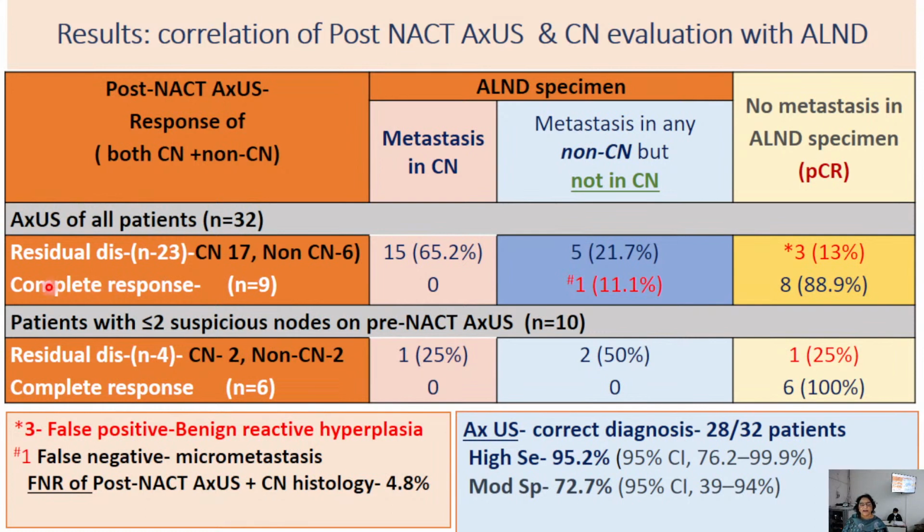On the other hand, among the 9 patients who showed complete response, 1 patient was found to have micrometastasis. I'm highlighting micrometastasis because it is so tiny that it is very difficult to pick up on ultrasound. And in this one patient, the metastasis was in the non-clip node, not in the clip node. So finally, we had an FNR of this combination of axillary ultrasound and clip node histology of 4.8%. The expected FNR should be less than 10%, and we were very well within that range. And we had a correct diagnosis in 28 patients out of 32.